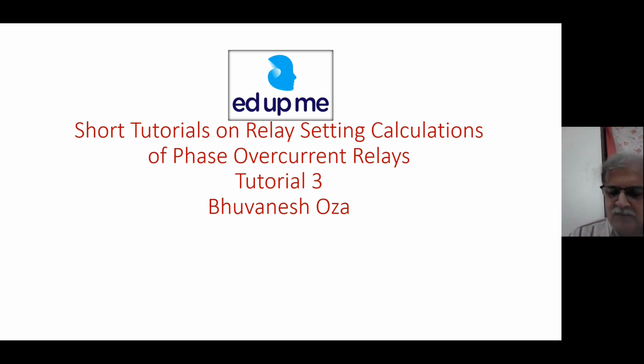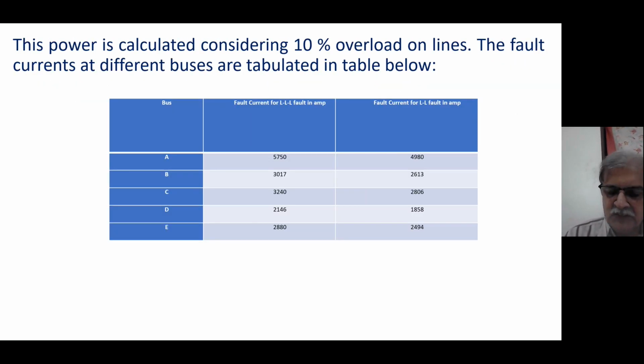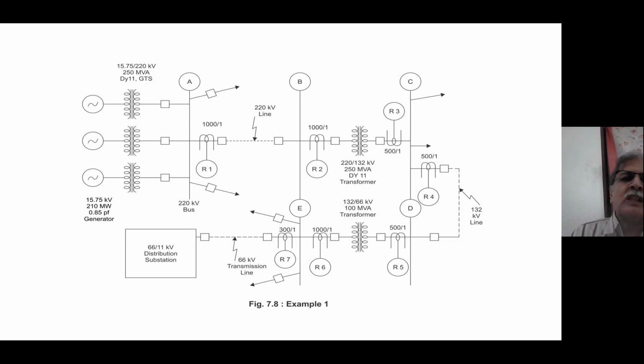But today we will restrict ourselves to a very simple radial system. Radial system means a system which is fed from only one side, source is only at one side, at the other side there is a load. So friends, this is our simple system.